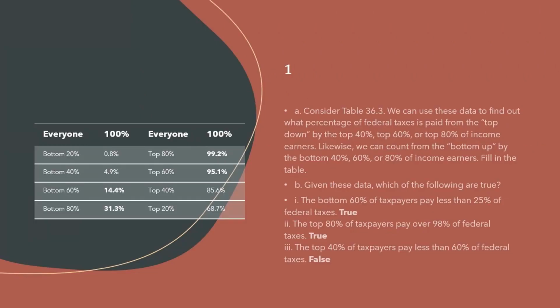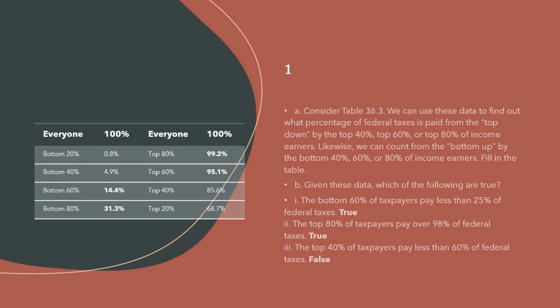In question one, we're asked to consider table 36.3 and fill in the blanks. We're given bottom 20, bottom 40, bottom 60, bottom 80, and the top 80, top 60, top 40, top 20. To fill in the blanks, you just have to take 100% and subtract the one that's given. To get the top 80, it's just everyone minus the bottom 20. So top 80 would be 99.2, top 60, 95.1%, and then bottom 60, 14.4%, and then bottom 80, 31.3%.